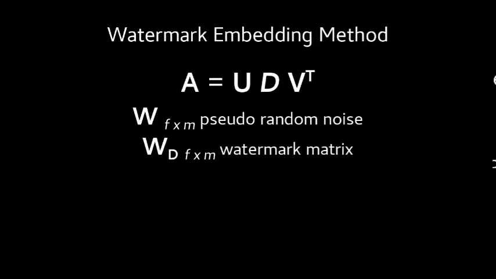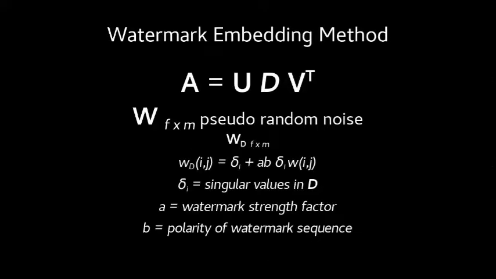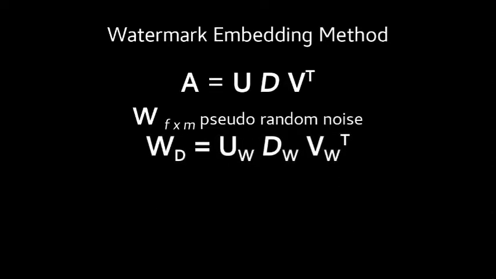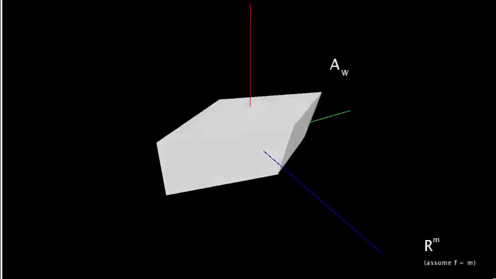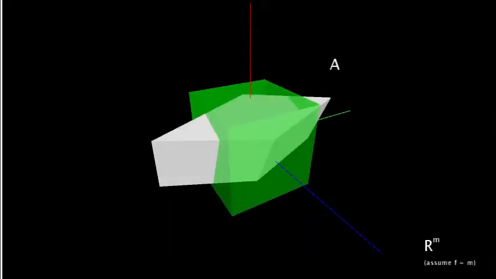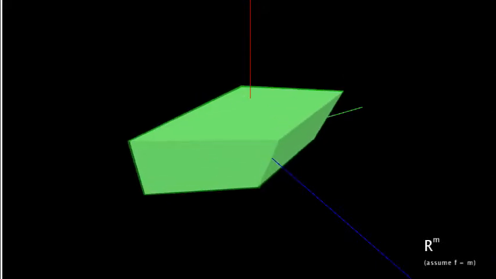Consider W of the same dimensions, a pseudo-random noise matrix. Formulate W D, the watermark matrix, using the following steps. Decompose W D to obtain the diagonal matrix D W, and finally obtain the short-term Fourier transform matrix of the watermark signal. So when we compare the two transformations, we see that there is no perceptible difference.